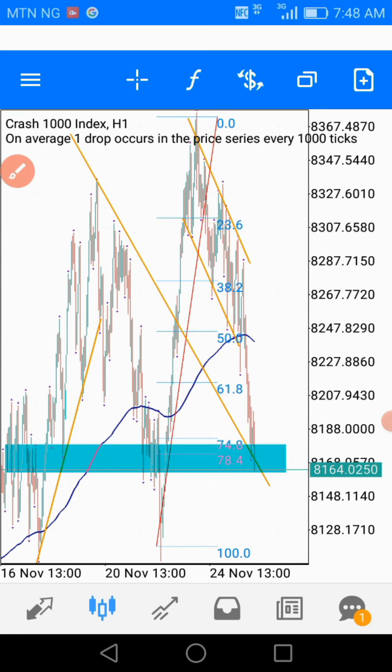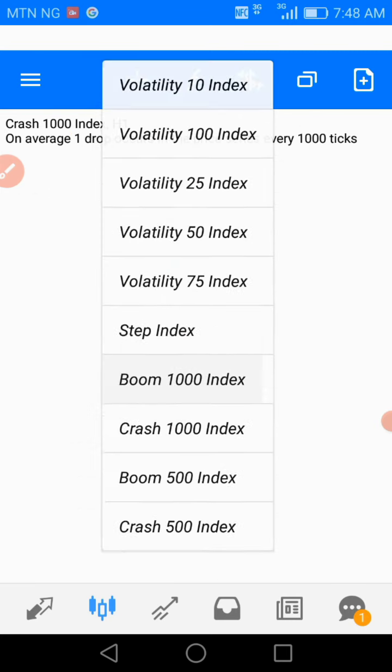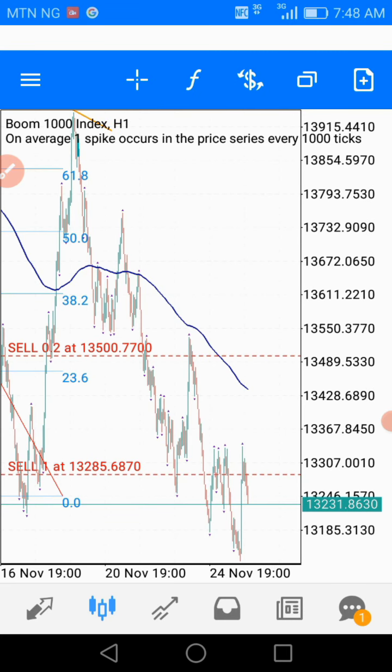So that's just the situation for crash. Now let's get back to the boom market and see how the market is faring. We are still on it because this is a fast moving, strong, bearish move. This trade will continue to run, and that's just it.